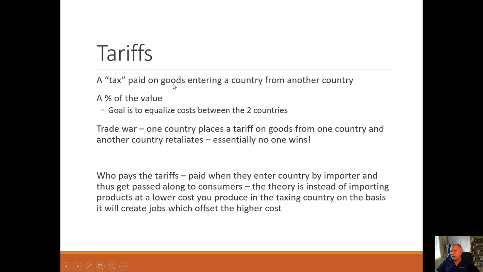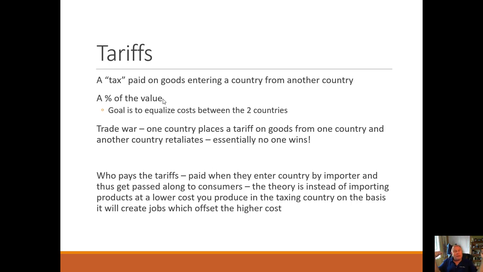I think as we get into this, you're going to see very clearly what that is. A tariff is a tax paid on goods entering a country from another country. It's oftentimes a percentage of the value, and the goal is to equalize costs between the two countries. But remember, production moved out of the U.S. to lower cost of production areas to reduce the price of the product so people can afford it.